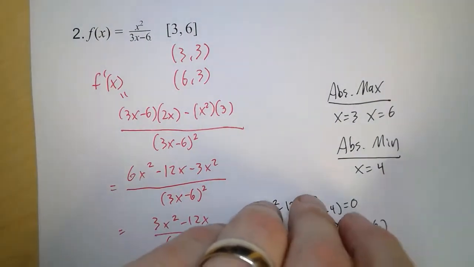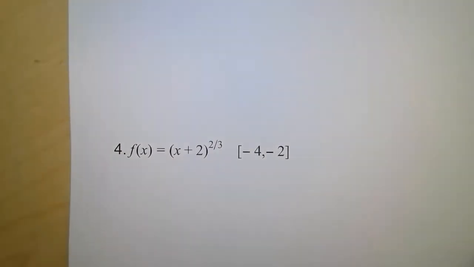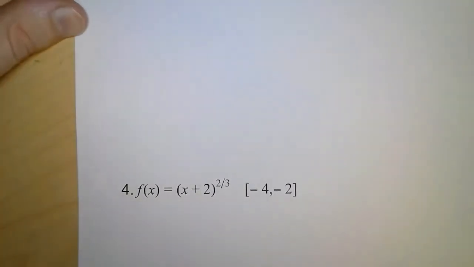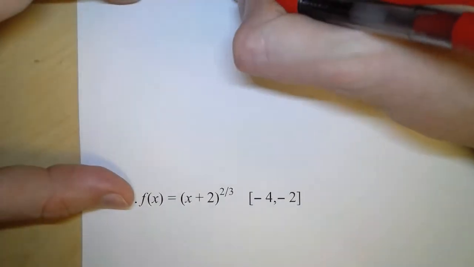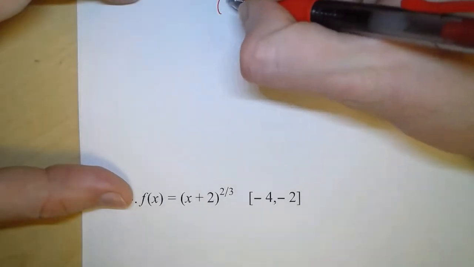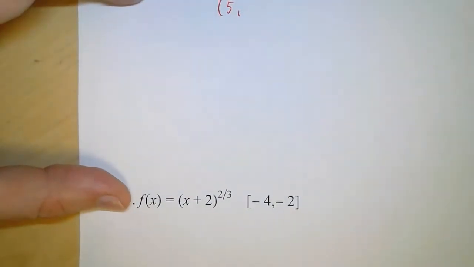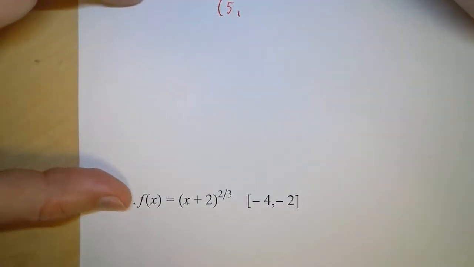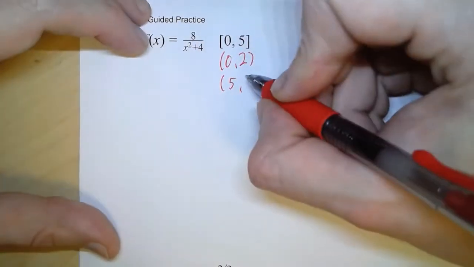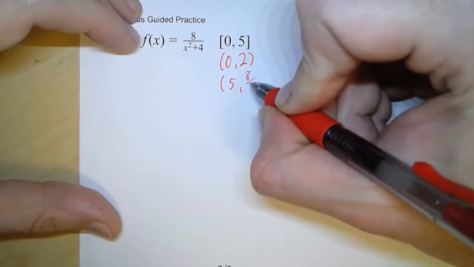All right. For the next one, here we've got this function and the interval from 0 to 5. So if we plug in 0 for our endpoint, we have 8 over 4, which is 2, and then we plug in 5. So that is 8 over 5 squared is 25, plus 4 is 29. So we have 8 over 29.